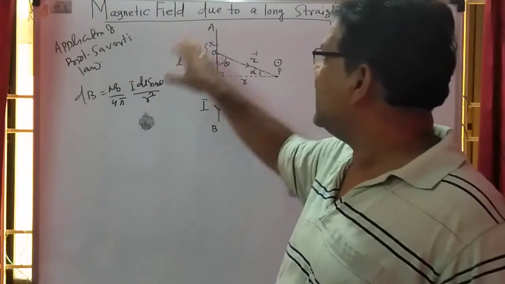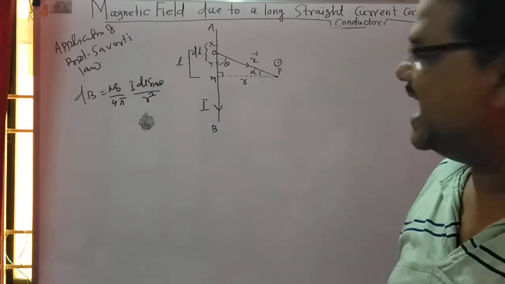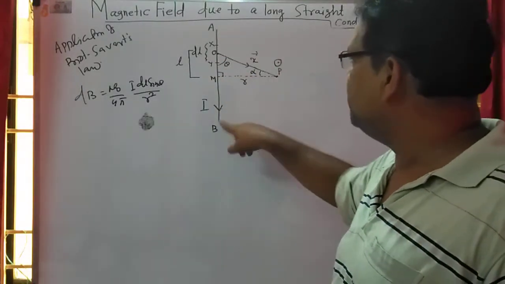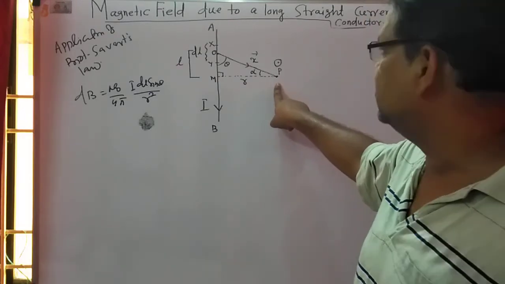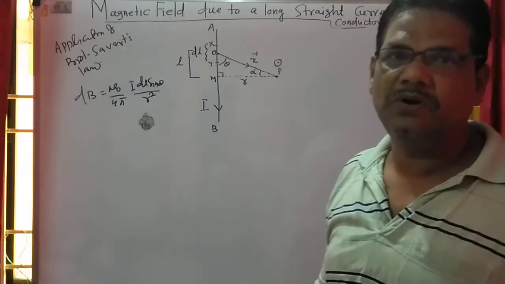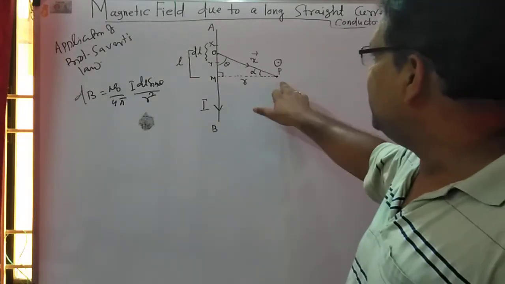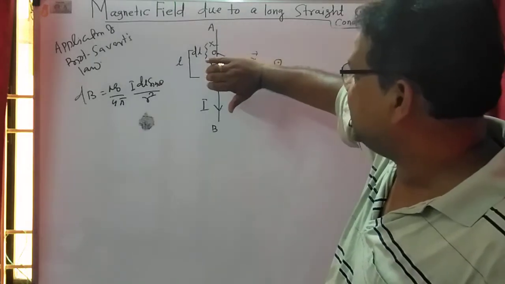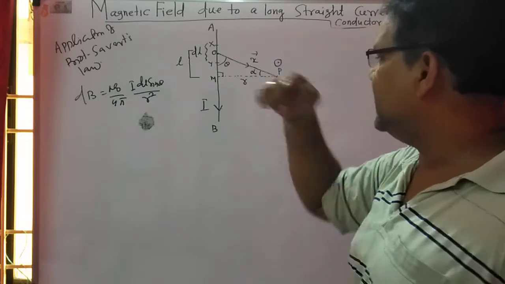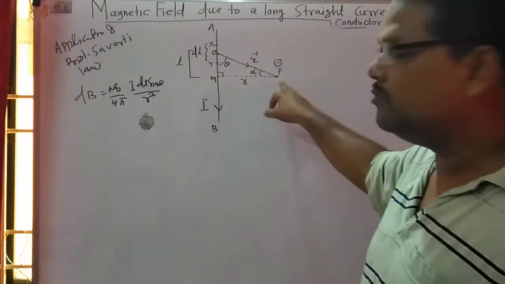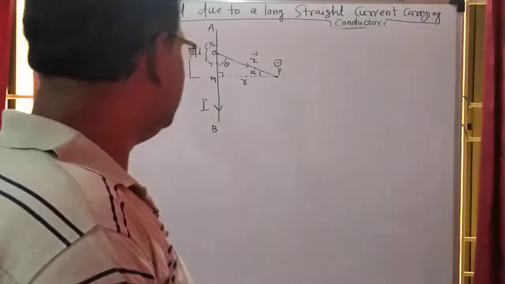Here this law will be applied for a long straight current carrying conductor. AB be a long straight conductor carrying current I from A to B, and P is the required point where you need to calculate the magnetic induction. As per the right hand thumb rule, we can find out the direction of the magnetic induction. Magnetic field strength will be directed outward at point P. And here you want to calculate the magnitude of the magnetic induction at point P.